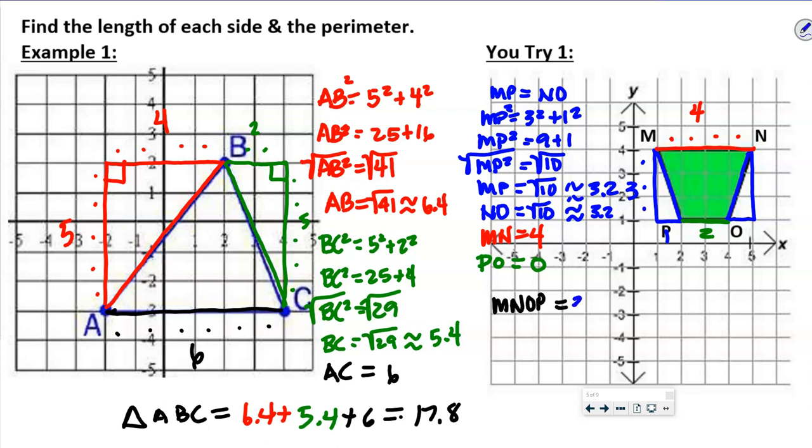So to find the perimeter of MNOP, aren't we just going to add all this together? We're going to do our 3.2 plus our 3.2 plus our 4 plus our... Did I put 0 there, y'all? What in the world? What was I saying? That's 2. I don't know what I was saying there. Plus 2. Okay, so we add all those together. 3.2 plus 3.2 is 6.4, plus 4 is 10.4, so this would be 12.4. Okay?